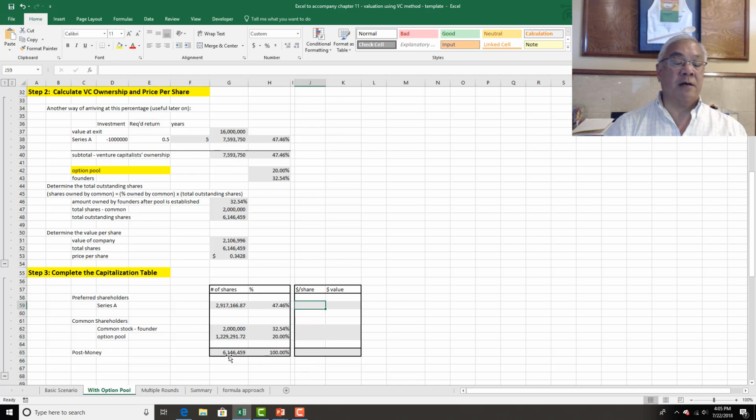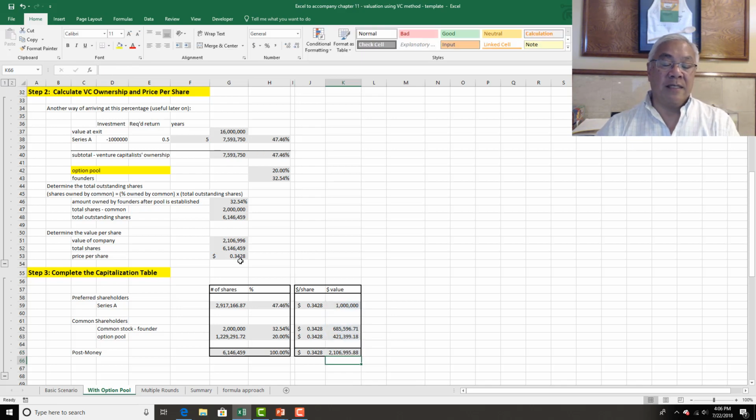And now we get to dollars per share. Dollar per share dropped to 34 cents, and that's the same for everyone. So at the time of funding, everyone's at the same value per share. So that's the amount per share times the number of shares. Guess what? $1 million. Common stock owners, the founders, their value is now $685, and the pool is $421. The sum, which is the value as of now, should be what? Correct, 2.1 million. Right? You knew that.